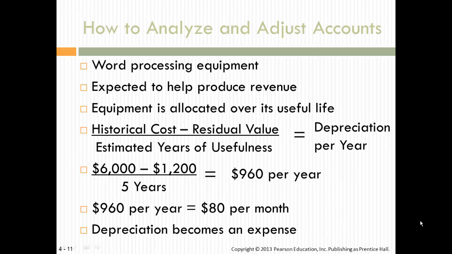Other types of things, word processing equipment is expected to help produce revenue, so the equipment is allocated over its useful life. So here you show the typical depreciation expense entry is your cost less your residual value divided by your estimated years, gives you a depreciation per year. And then you can divide that actually down to months by taking the amount per year and dividing it by 12 and getting 80 per month. So that's your depreciation expense. So stepping back, big picture, you buy a piece of equipment. GAAP says you have to depreciate it over its useful life. For instance, this equipment is deemed to have a useful life of 5 years, so that's what you're depreciating it over.